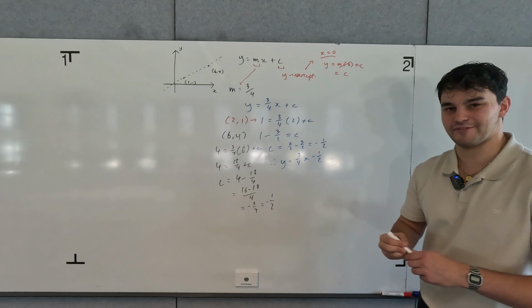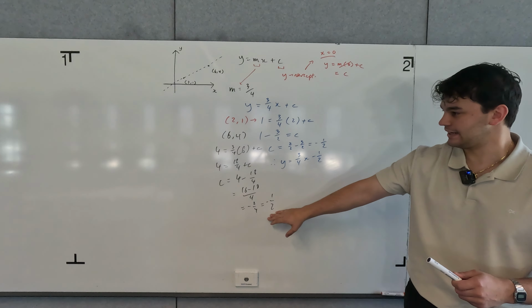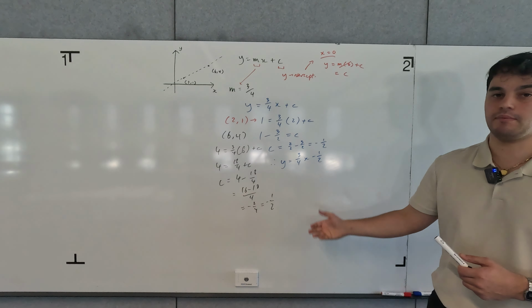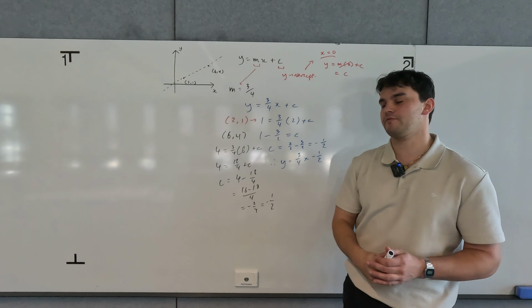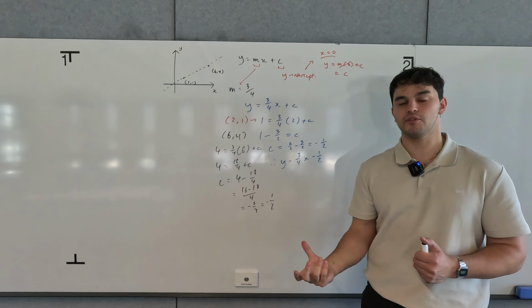That was getting low. My wrist was hurting. But yeah, I ended up getting -1/2 as my c value, which was the same as I got previously. So you can see that I can plug in either point that lies on my curve, and I get the same c value, and therefore the same equation.